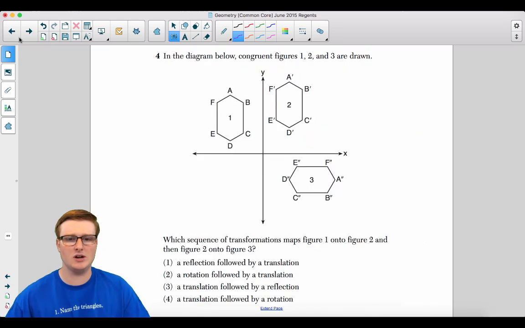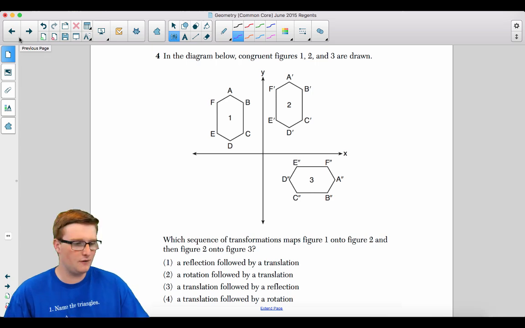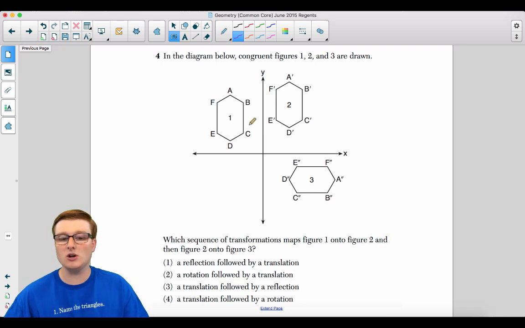All right, moving on to the next question, number 4. In the diagram below, congruent figures 1, 2, and 3 are drawn. Which sequence of transformations maps figure 1 onto figure 2, and then figure 2 onto figure 3? So in order to go from 1 to 2 first, it looks like it's being shifted up and over to the right. So that is definitely going to be a translation first.